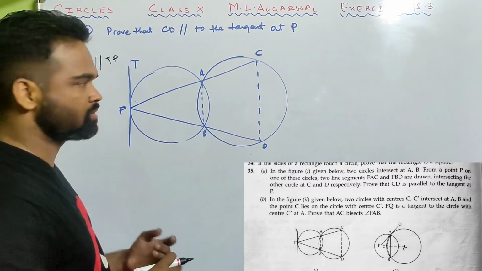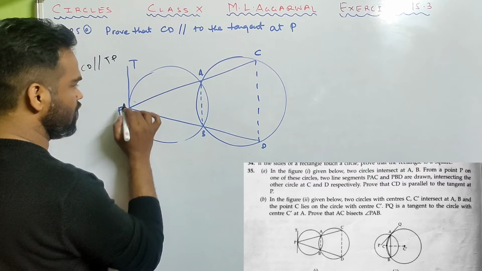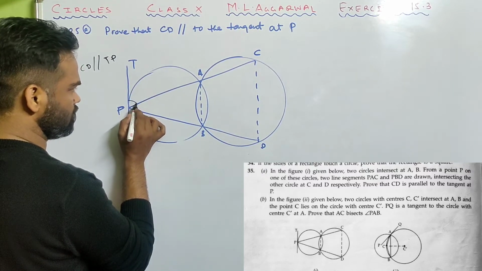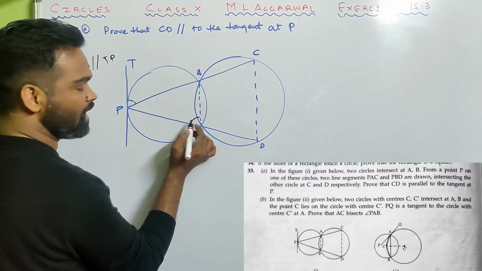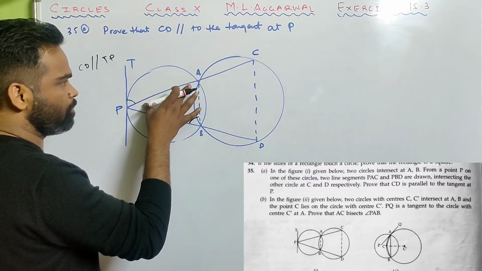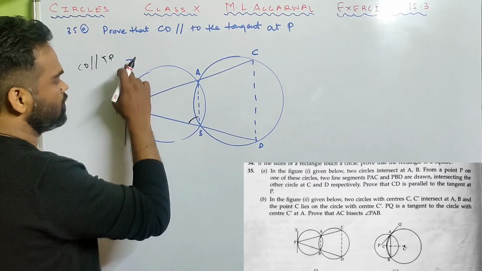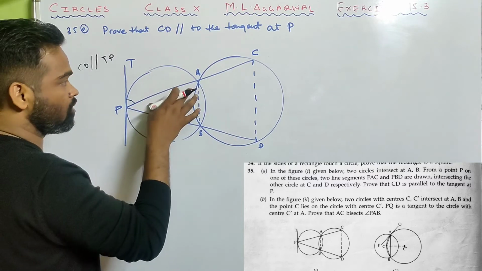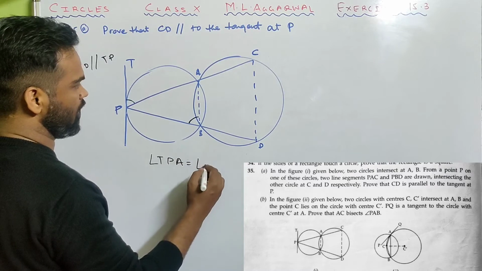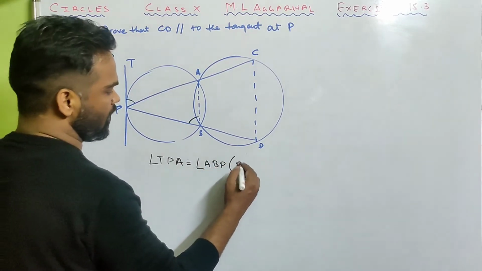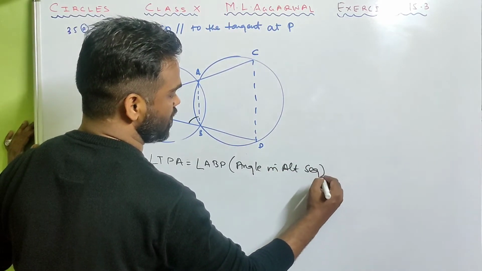Just now we did a sum like this. Look carefully. First thing, AP is a chord and PT is a tangent. So this angle, try to understand, and this angle will be equal. Angle in alternate segment. AP forms an angle ABP in the alternate segment. And TPA is the angle between the chord and the tangent. Angle TPA is equal to angle ABP. Angle in alternate segment.